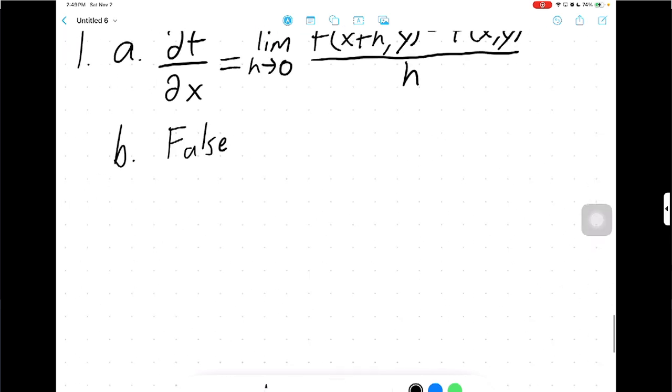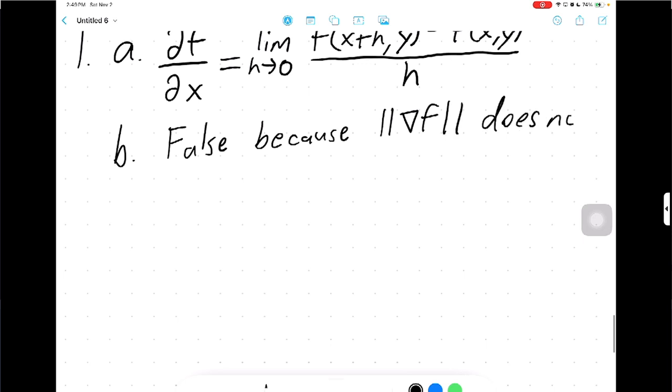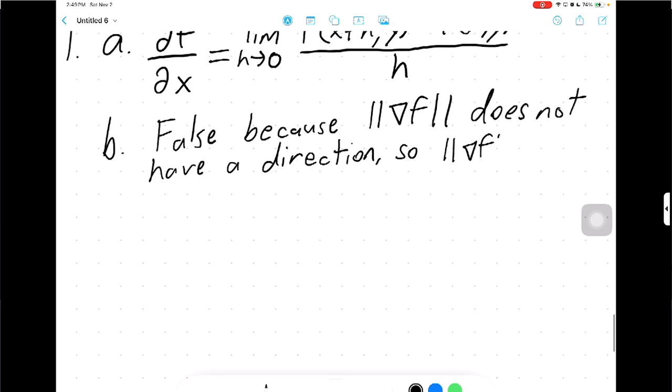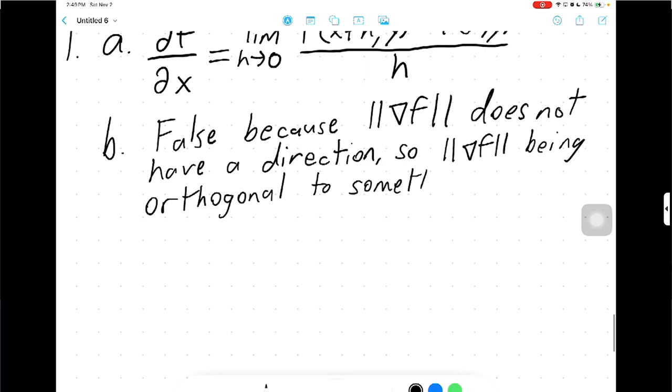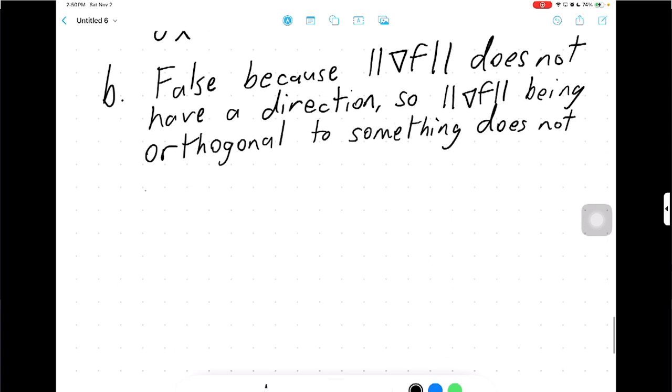This is actually false because the magnitude of a gradient does not have a direction. So this magnitude being orthogonal to something does not make sense.